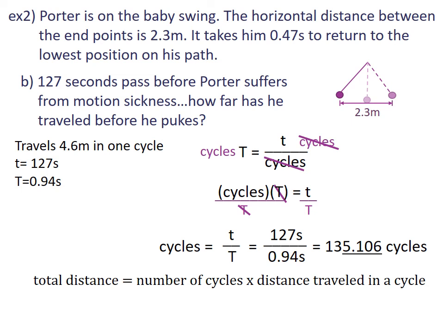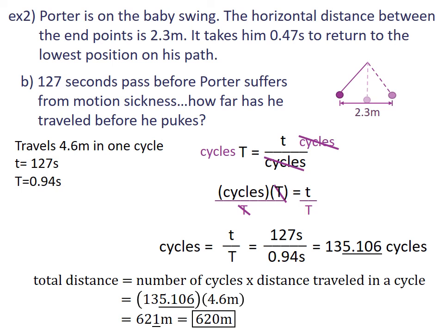In 135.106 cycles, he will have traveled 621 meters. I will correct for significant figures. Both numbers being multiplied only have two significant figures, so 621 meters becomes 620 meters.